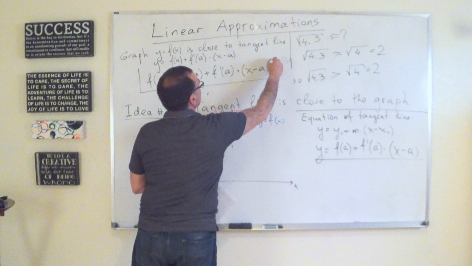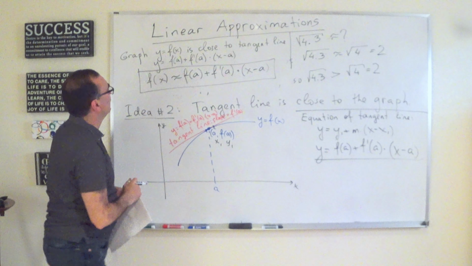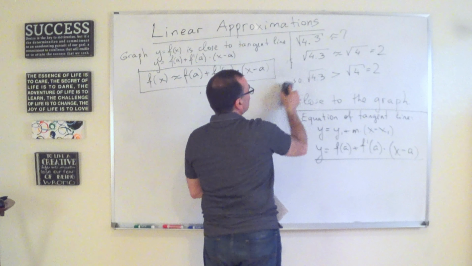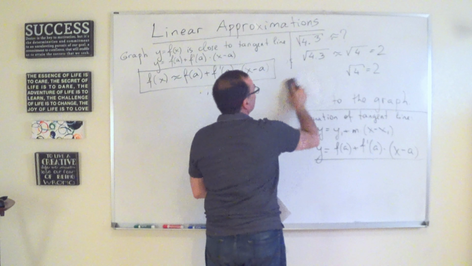And this equation is actually the linear approximation. It basically tells you how to approximately calculate a function value. And here are some examples. Let's go with the same example, the square root of 4.3.